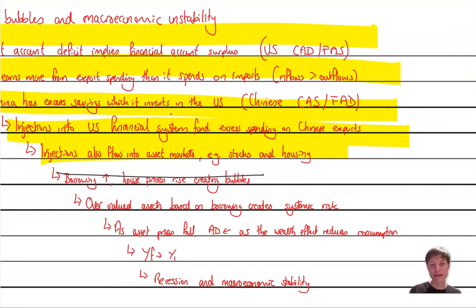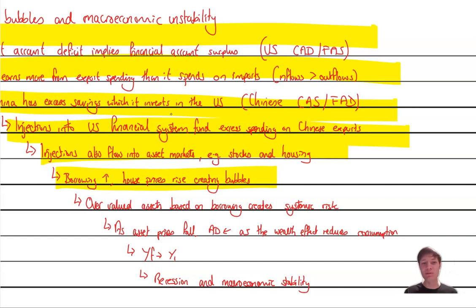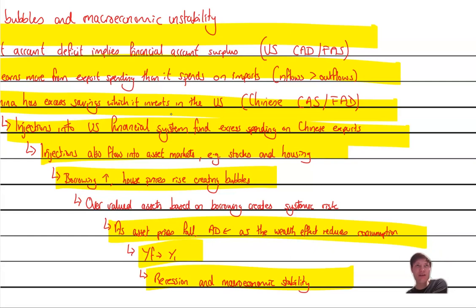And all that excess borrowing is coming from, well, not all of it, but some of it is coming from the excess savings which are coming out of China. Now, as a result, as house prices crash in the US and other places around the world, AD in the US is going to fall as well, as consumers feel a wealth effect, their consumer confidence falls, and therefore they reduce their consumption. And we see AD shifting to the left, and we see recessions and macroeconomic instability. I don't know why I've written stability there, that should be instability.